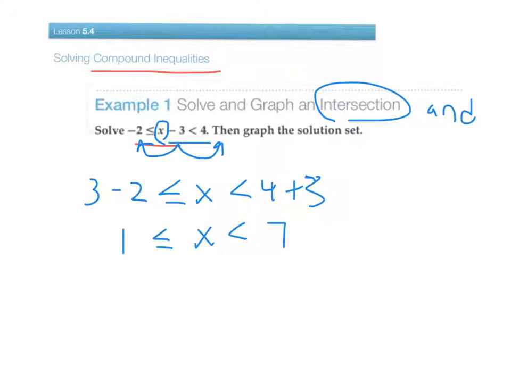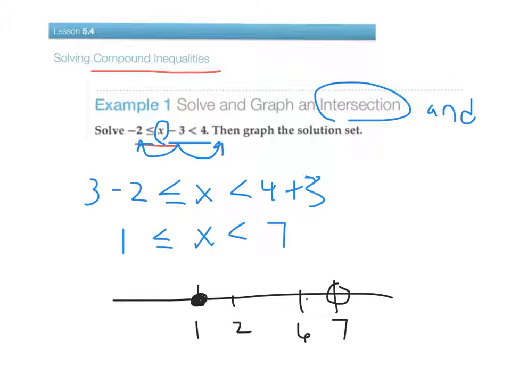So I want to graph this. By graphing it, I go to the 7, I go to the 1. On the 1 is going to be a filled in circle, and on the 7 will be an open circle, and I get that based off a look at the inequalities. And I want to graph the in-between part because I want numbers that are bigger than 1, which are numbers like 2, and I want numbers that are smaller than 7, which are numbers like 6. So we're talking about the in-between part. That's why it's called an intersection.